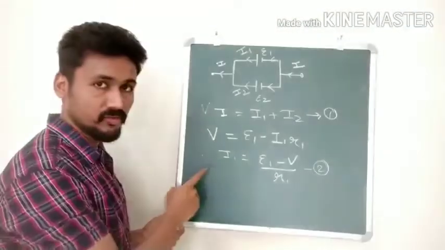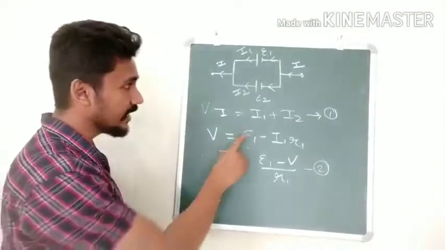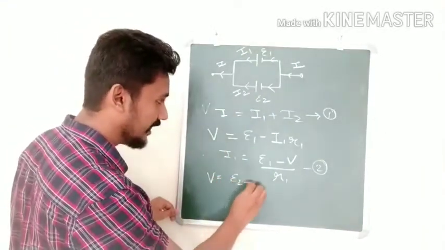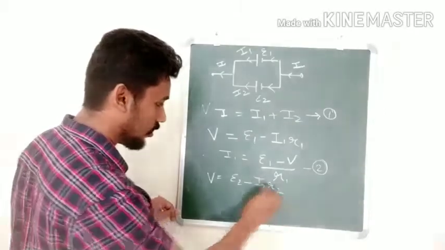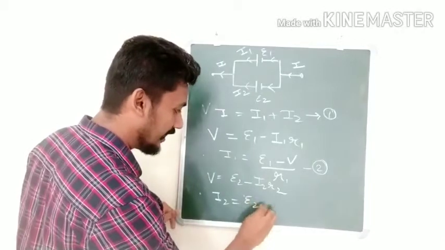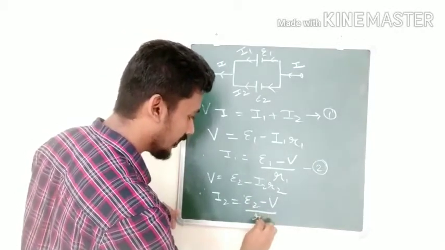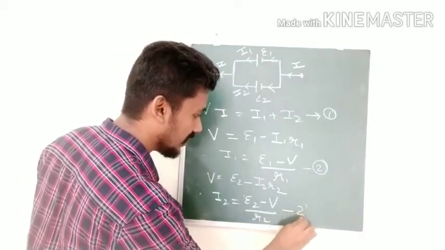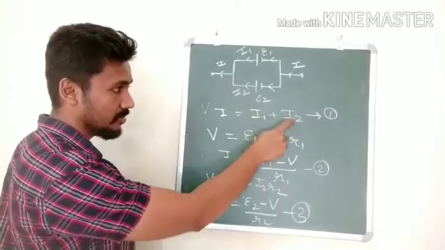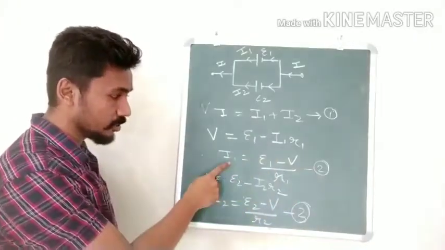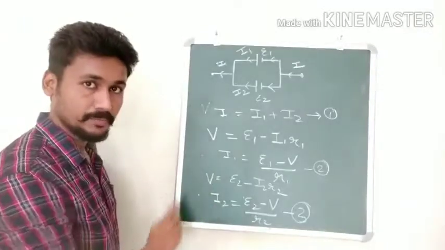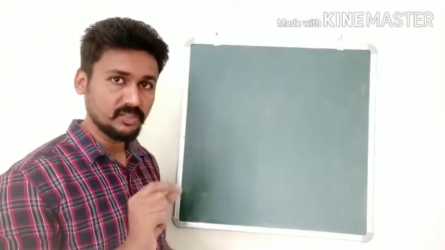I am sure you are able to figure this out very easily. Similarly, for the cell E2, you can write V is equal to E2 minus I2 R2, and thereby you can write I2 is equal to (E2 minus V) upon R2. That will be equation number 3. So equation number 1, I is equal to I1 plus I2. Equation 2 gives a formula for I1, and equation 3 gives a formula for I2. I hope you made a note of equations 1, 2 and 3.